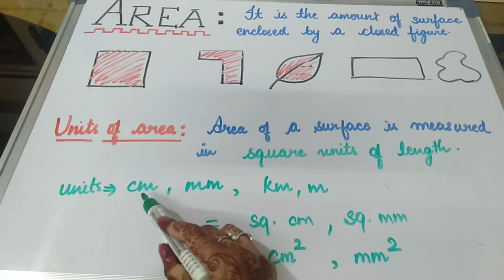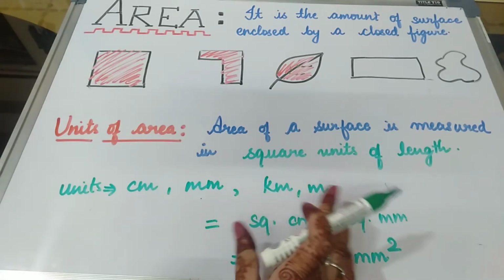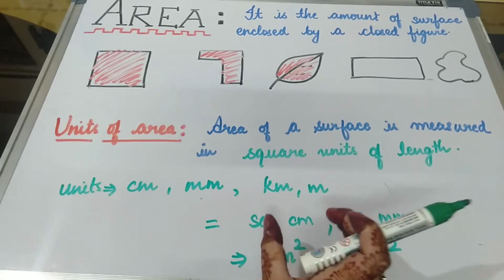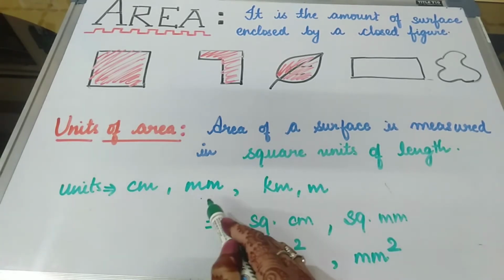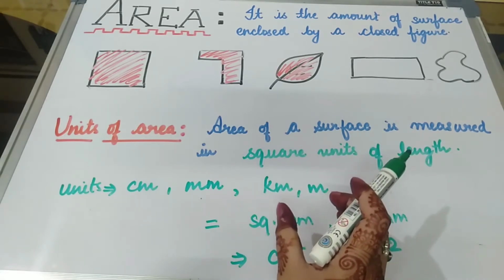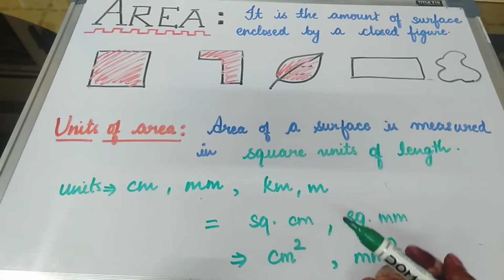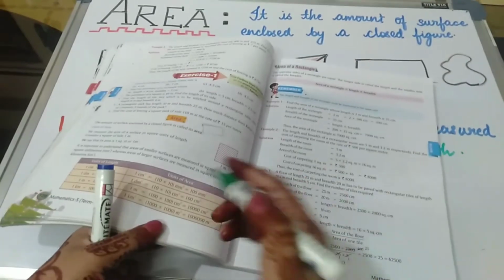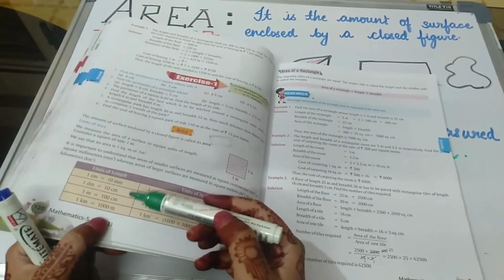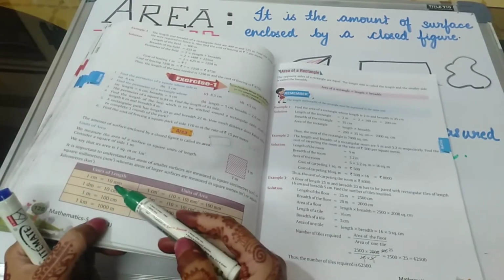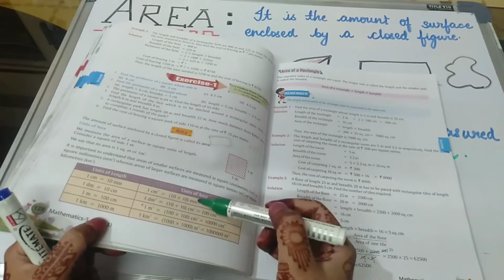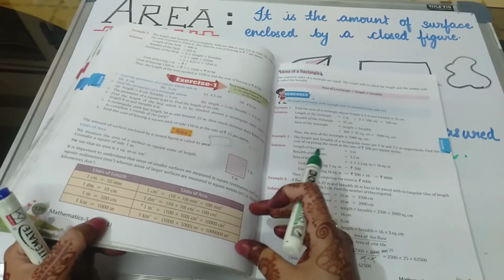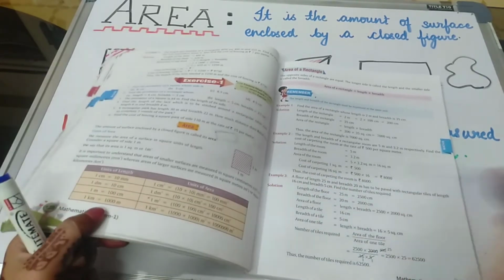Now these units, centimeter and millimeter, are used for areas of smaller surfaces. For smaller surfaces we will use centimeter and millimeter, and for larger surfaces we are going to use kilometer and meter. In your textbook there is a chart given over here, and it is given that 1 centimeter equals 10 millimeter. So if you are converting it in units of area, how are you going to write it? So you have to go through this chart.